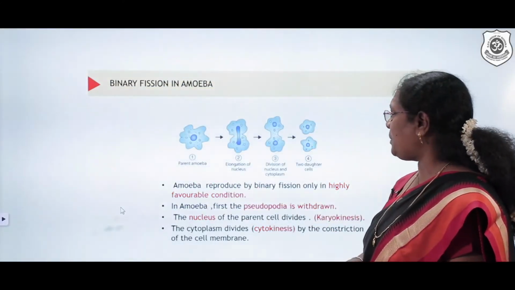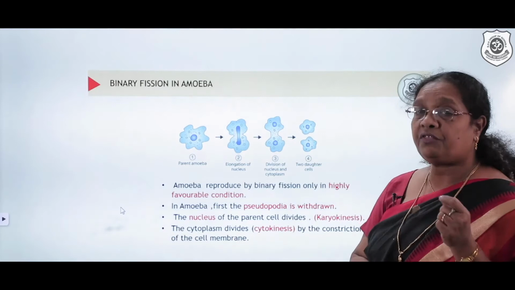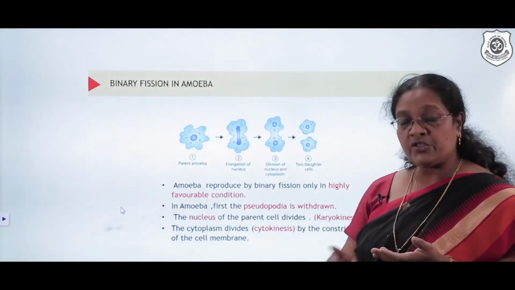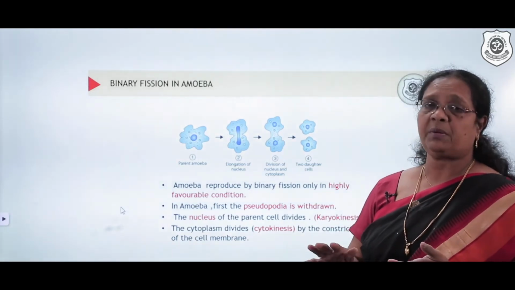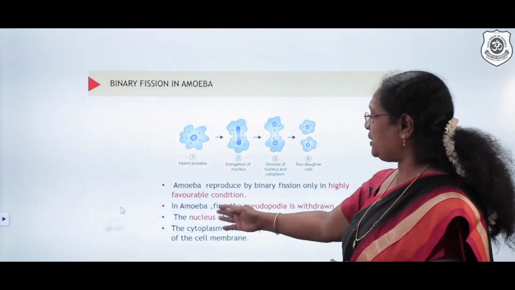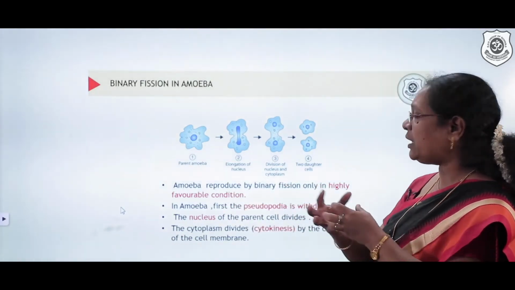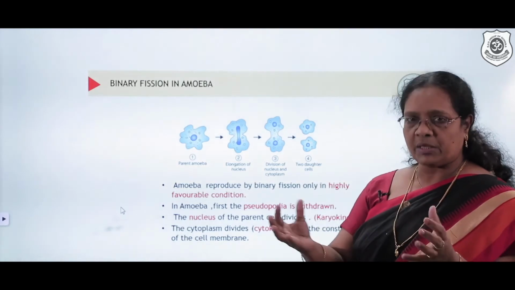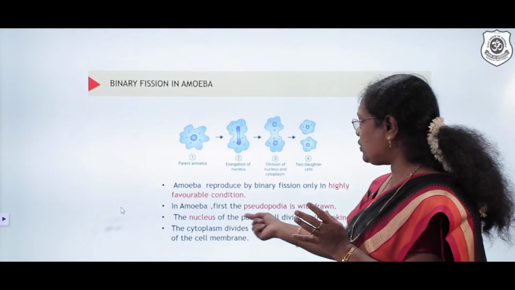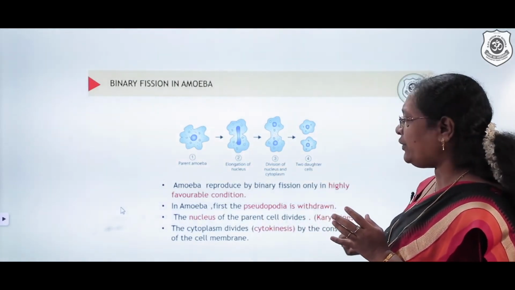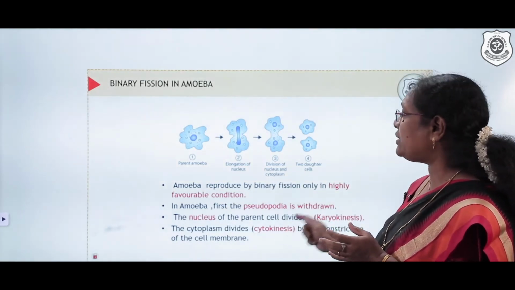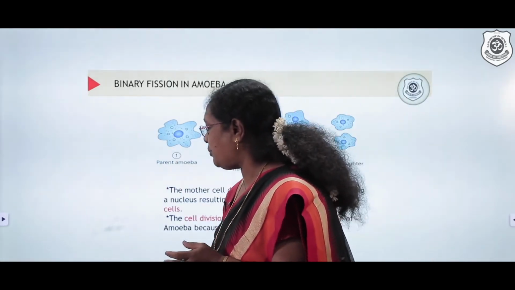Amoeba reproduces by binary fission only in highly favorable conditions. It needs all the conditions to be favorable. Moisture has to be there, the temperature has to be perfect, then only will the amoeba be able to divide. First, the pseudopodia are withdrawn. They are irregular in shape, so all the pseudopodia are withdrawn and it forms a spherical shape. Then the nucleus of the parent cell divides, which we call karyokinesis. The cytoplasm divides, which we call cytokinesis, by the constriction of the cell membrane.